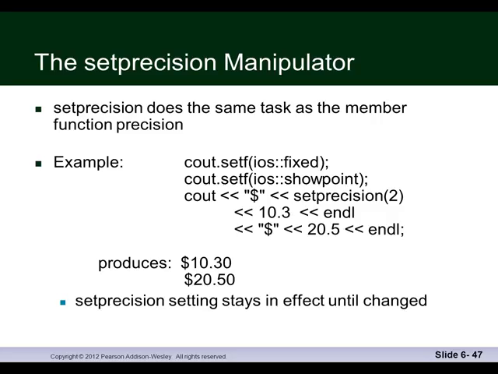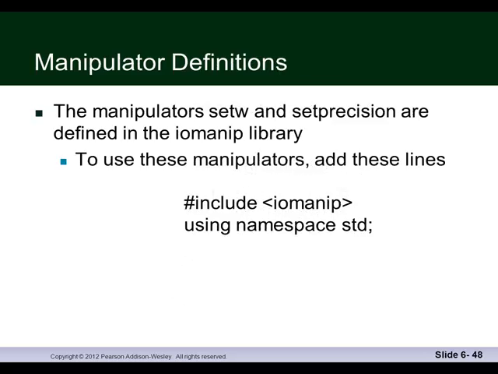What's going to happen if I don't have a showpoint? If it doesn't have any decimal point, it's not going to show it. The showpoint is going to show it. So 10 is going to show as 10.00. That's what the showpoint is for. So we need the #include <iomanip>, and of course we're going to need using namespace std.